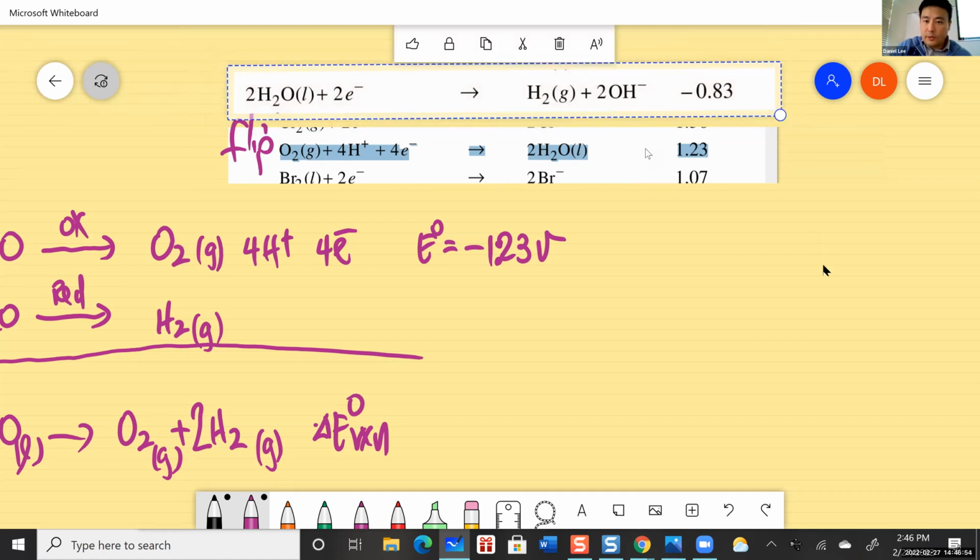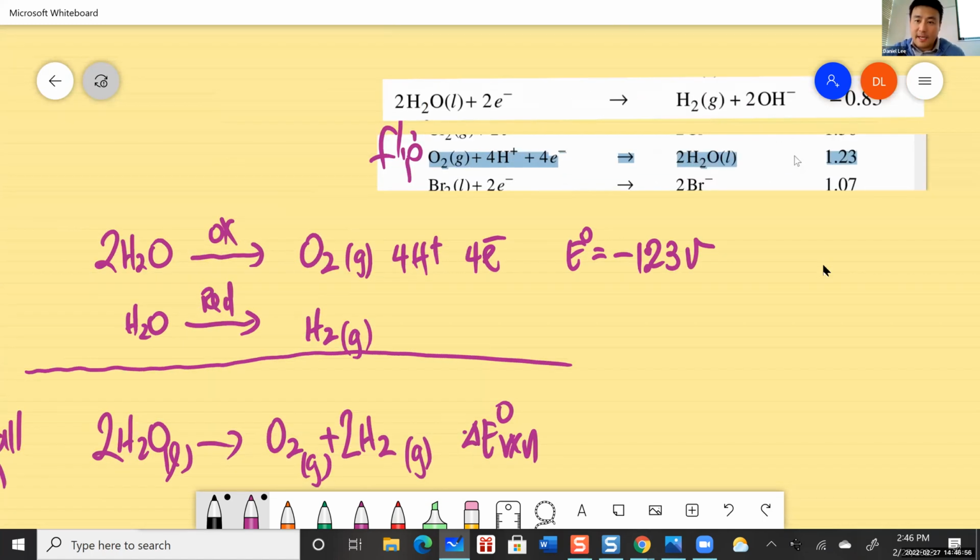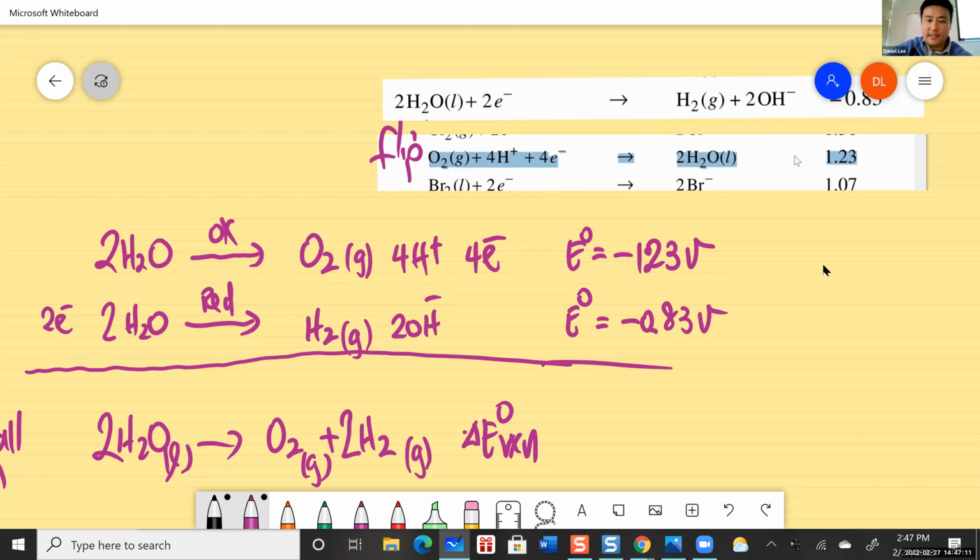Yeah. So do I need to know how to balance this myself? No, it's balanced for you. It's 2 water plus 2 electrons produces H2 and 2 OH minuses. The E value is negative 0.83 volts. So we know that is not spontaneous also.